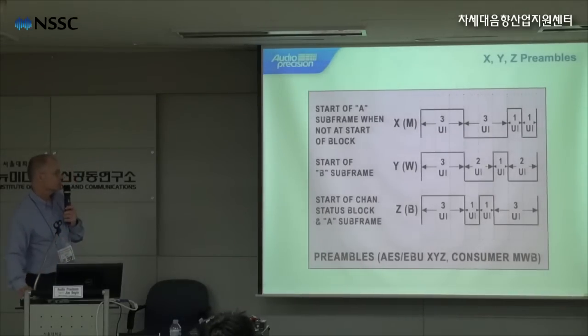So this graphic shows the XYZ preambles. So you have the start of A subframe when not at the start of a block. So the X preamble is 3 unit intervals and 3 unit intervals. The start of the B subframe, 3 unit intervals, then 2 unit intervals, then 1, then 2, and the start of a channel status block and the A subframe. So that's the Z preamble.